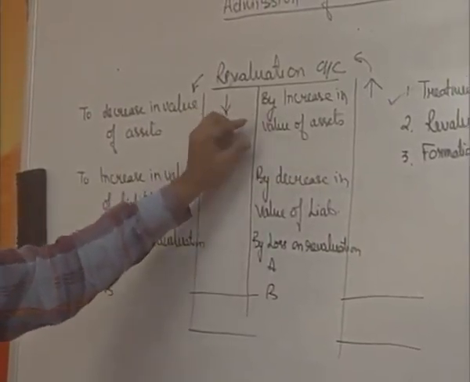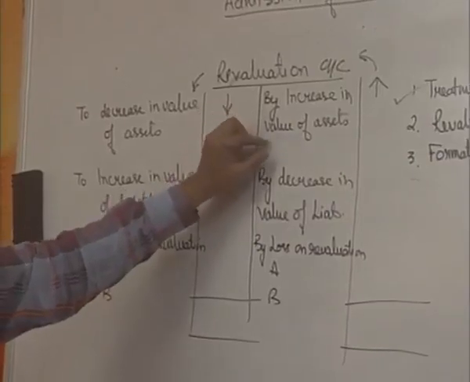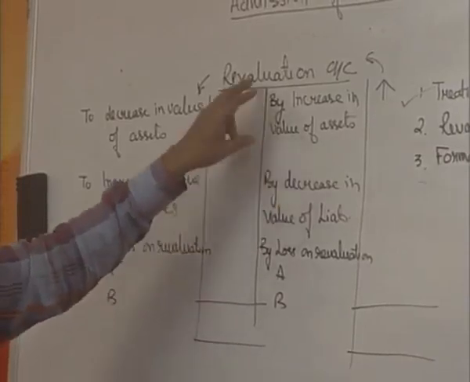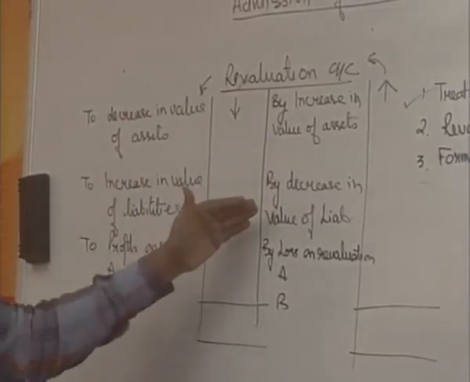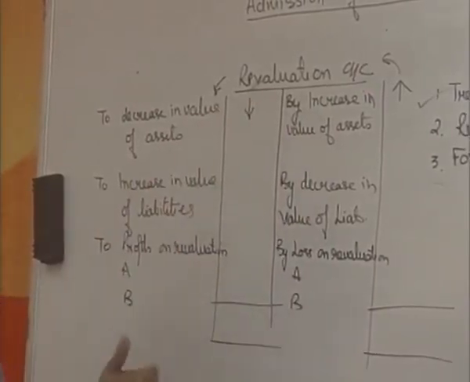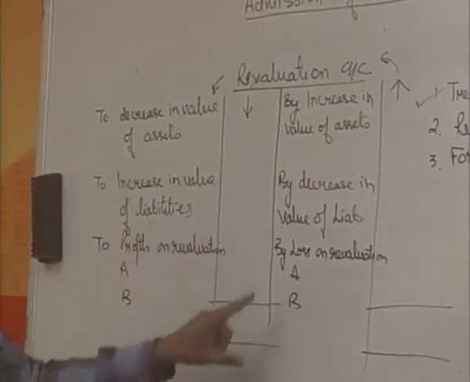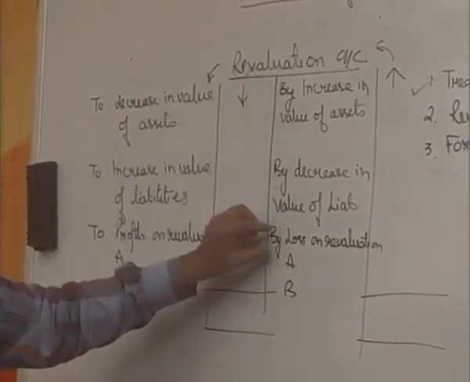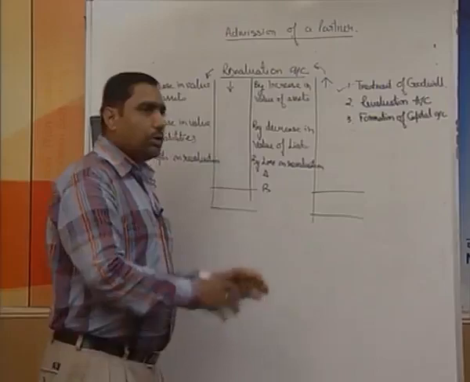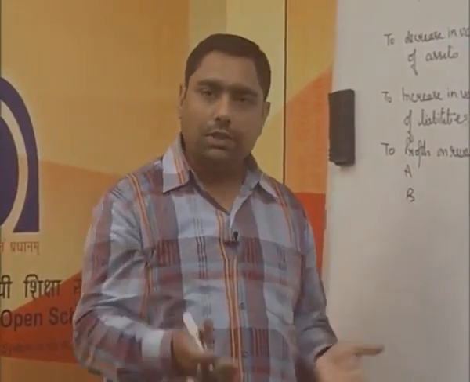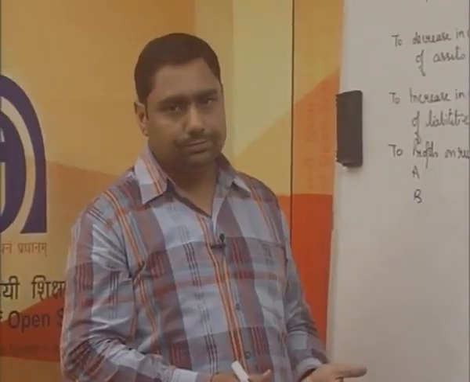If there is an increase in the value of assets, say stock increases, then stock account debit to revaluation account. If the value of the machine increases, machinery account debit to revaluation account. In case the value of liabilities decreases, then creditors account debit to revaluation account, and so on. And in case there is a loss, A capital debit, B capital debit to revaluation account. Again, this is going to become your narration. So, in case the question asks you to pass the entries also, this is one of the very simple ways to have the entries with the help of the ledger.